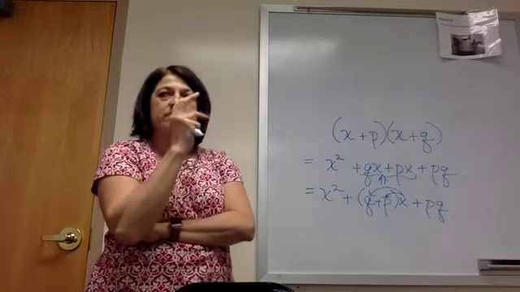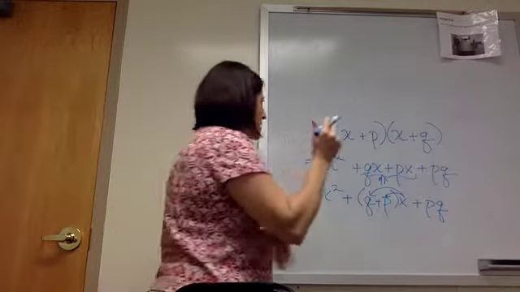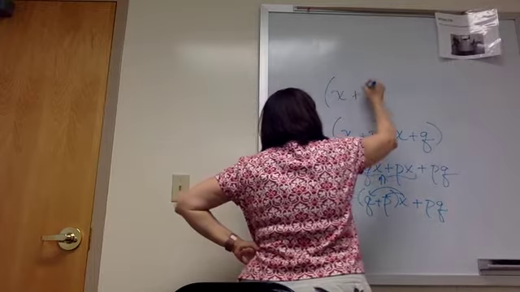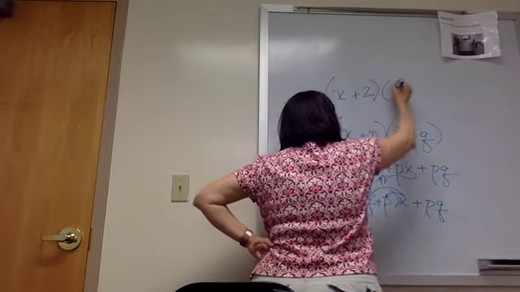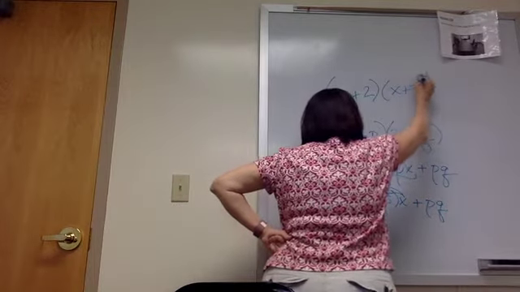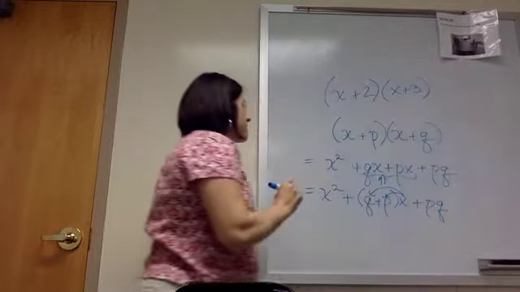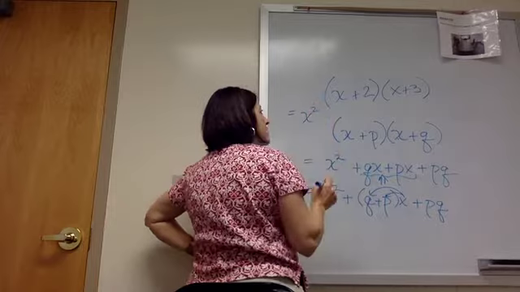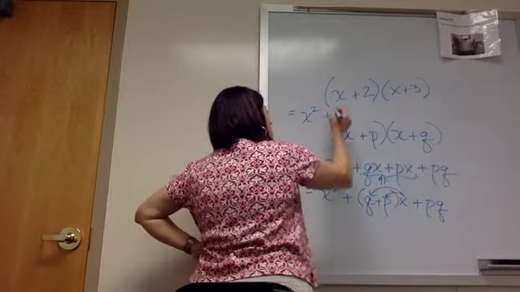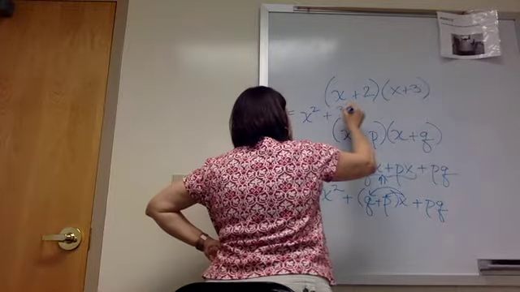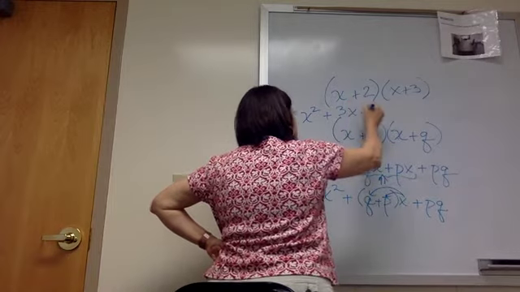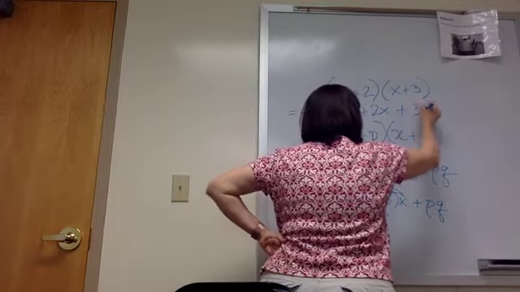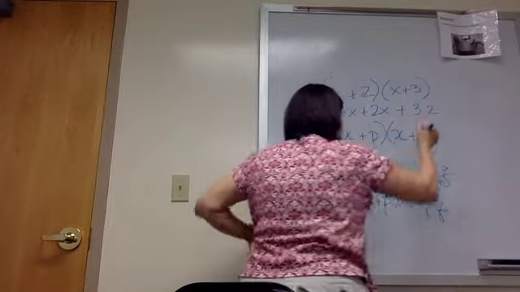Now let's use numbers if that will make it easier. How about we say X plus 2 times X plus 3. What do we get? We get X squared, plus what's outside, 3X, plus inside, 2X, plus 3 times 2, which is 6.